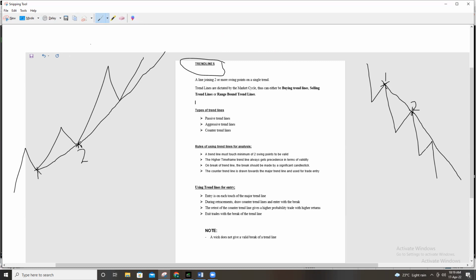You can actually watch the market structure video to identify the swing points and of course the best ones that you need to use when you're drawing your trend line.